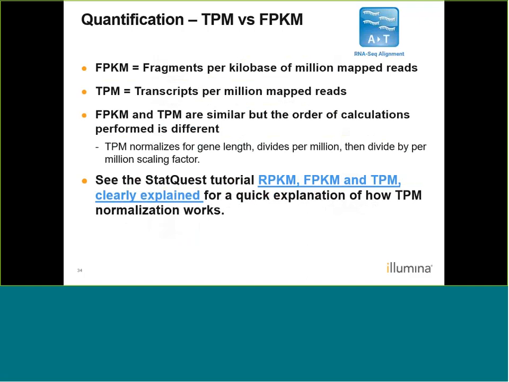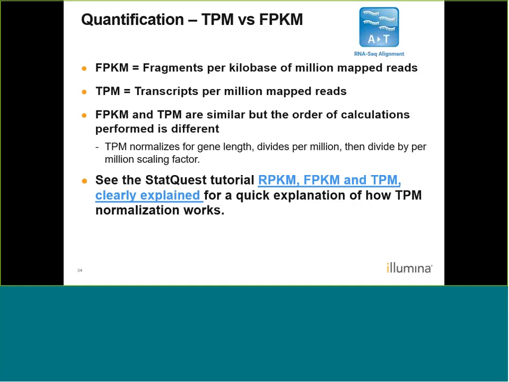Because we're using TPM values instead of FPKM, I wanted to take a moment to just describe some of these differences. So you may be familiar with FPKM values, or fragments per kilobase of million mapped reads. In this version of the workflow, we're going to be calculating transcripts per million of mapped reads. Now, FPKMs and TPMs are similar, but the order of calculations is performed differently.